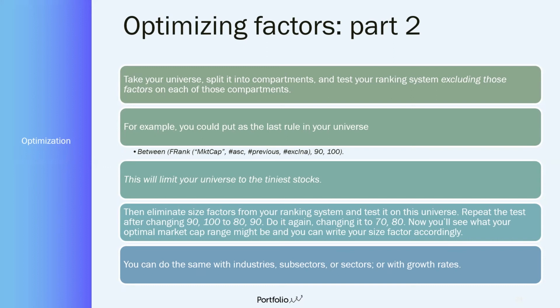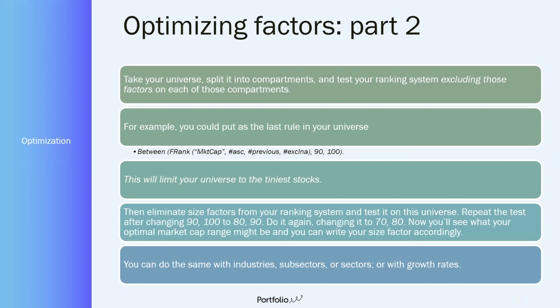And so then you eliminate the size factors from your ranking system, like I just said, and you test it on this universe. And then you repeat the test after changing 90-100 to 80-90, and you do it again, changing to 70-80, and so on. And you can see what your optimal market cap range might be by looking at the performance results. And then you can write your size factor accordingly. And you can do the same thing with industries, subsectors, or sectors, or with growth rates.